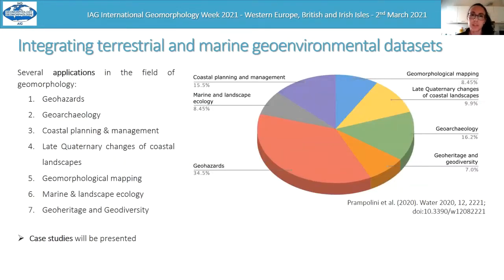So the integration of terrestrial and marine spatial data sets can have different applications, going from geohazards to geoarchaeology, coastal planning, late-Quaternary changes of coastal landscapes, geomorphological mapping, marine and landscape ecology, and geoheritage and geodiversity. This is an order of frequency of papers that could be found in the literature on this topic.